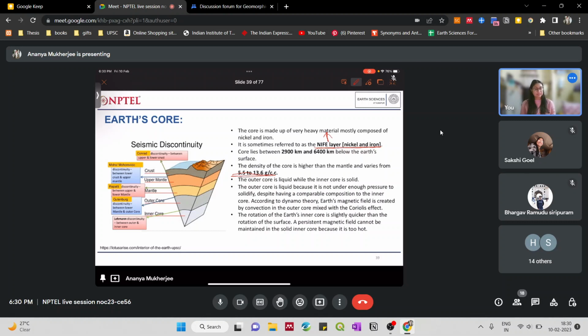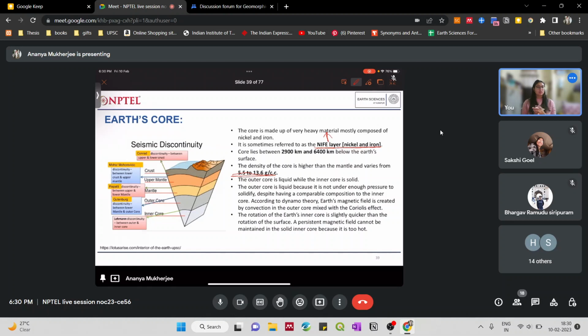Now the main distinction between the outer core and the inner core is the state they are in. The outer core is a liquid, but it is not under enough pressure to solidify, but the inner core is a solid.